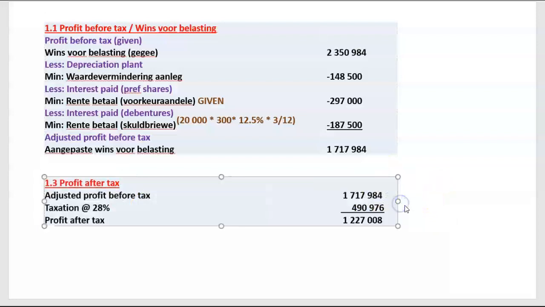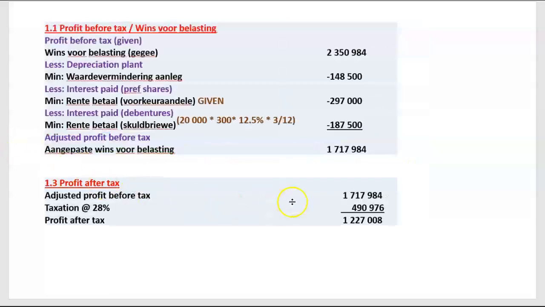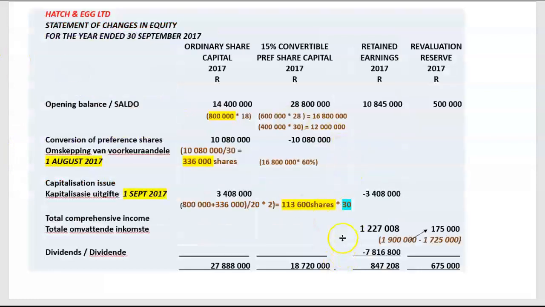So please, I've seen this so many times before, where you do this simple, stupid thing by getting to your profit before tax and then you just merrily carry on. This one is only a calculation to get to my taxation charge for the year, 490,976. Then I use that 490,976 in my income statement as my tax. And profit after tax is then going to be 1,227,008. That is also the figure that will be reflected on the statement of changes in equity. Total comprehensive income and the retained earnings 1,227,008.